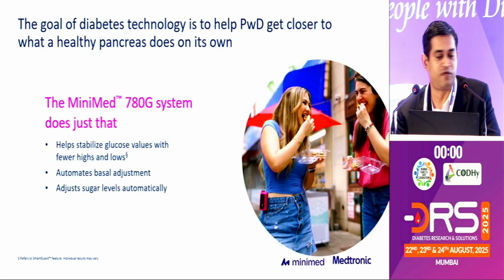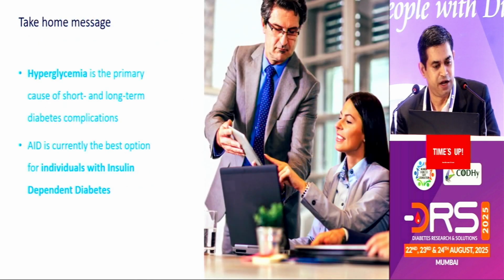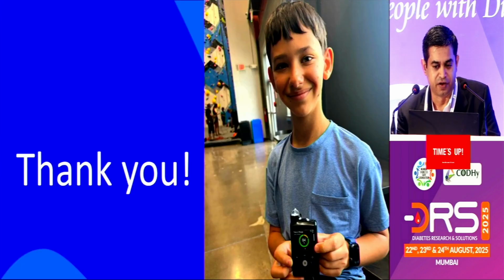The goal of technology should be to help people with diabetes live a normal life, and that is what this system does: helps stabilize glucose values with very, very little hypoglycemia and variability, and automatically adjusts and delivers the insulin. Take home message: hyperglycemia is the primary cause of long-term and short-term complications, and AID is currently the best option for people with insulin-dependent diabetes, whether it is type 1, type 2, gestational, LADA, or anything else. Thank you very much.